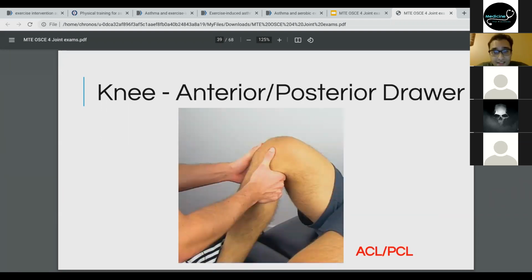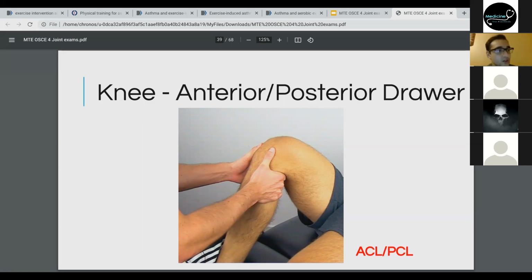Then we get to anterior and posterior draw test. So this is where the position of your hand should be. Your thumbs should be either side of the patella tendon with your fingers wrapped around the muscle bulk of the calf. And then you can pull for the anterior cruciate ligament and push for the posterior cruciate ligament.